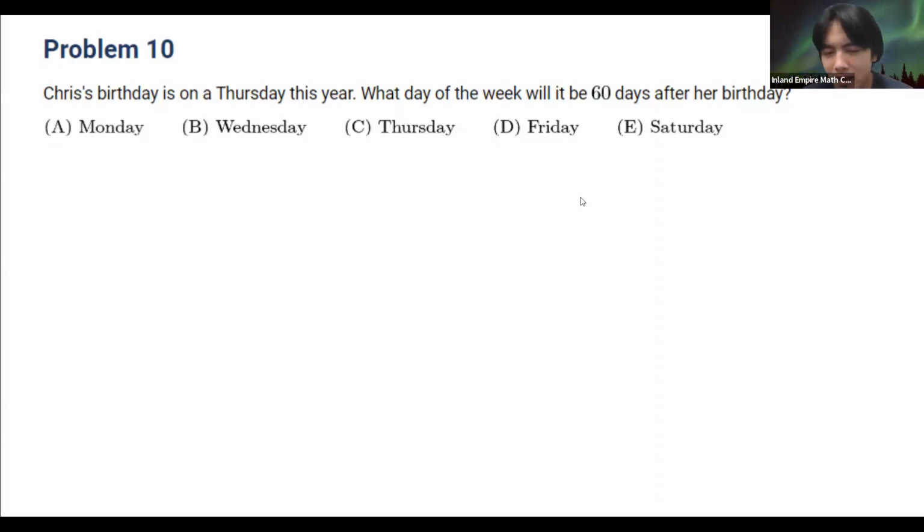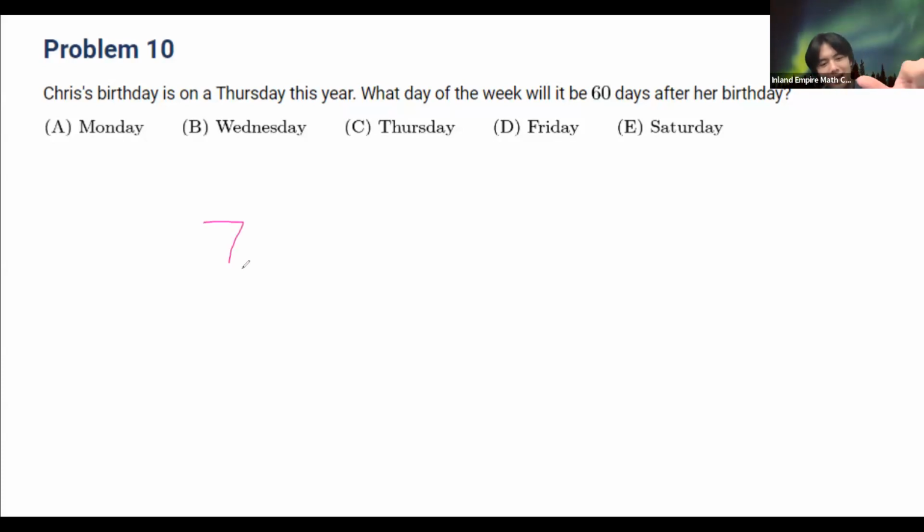But I'm listening to you guys talk, and a lot of you actually have the right idea, right? Because you're all thinking about it as multiples of 7, and that's the right track. Because the key here is to notice that 7 days after Thursday is another Thursday, right?